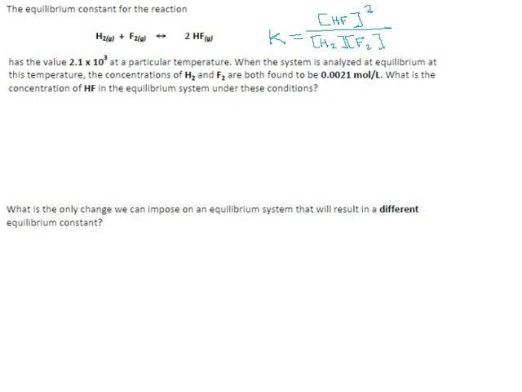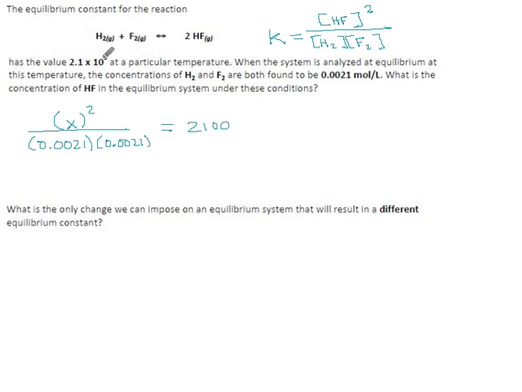Okay, we should be able to do this. HF, we don't know. Hydrogen, they say, is 0.0021. And fluorine is also 0.0021. And that has to come out to 2,100, they say, is our equilibrium constant. And now this is a solve for x.